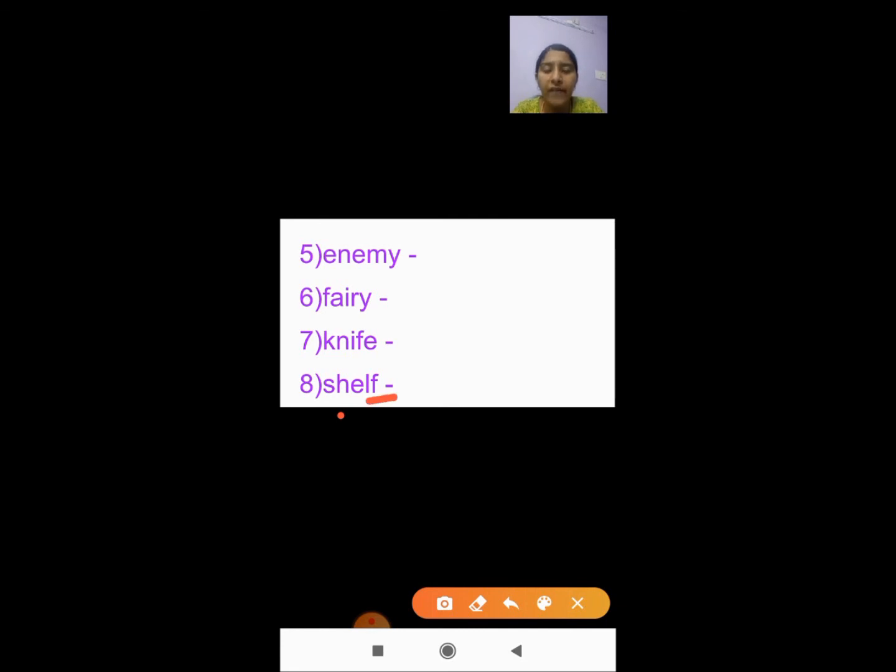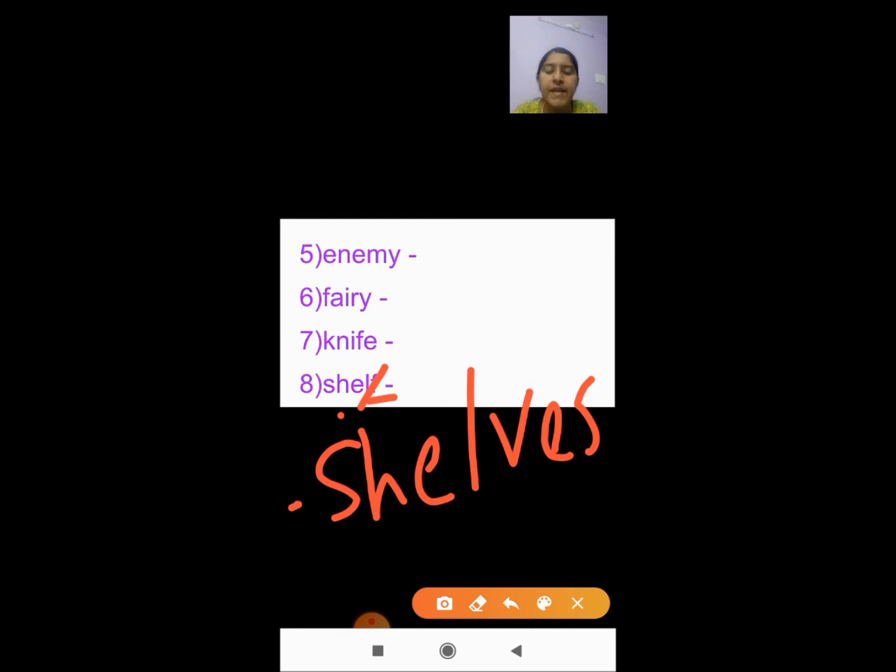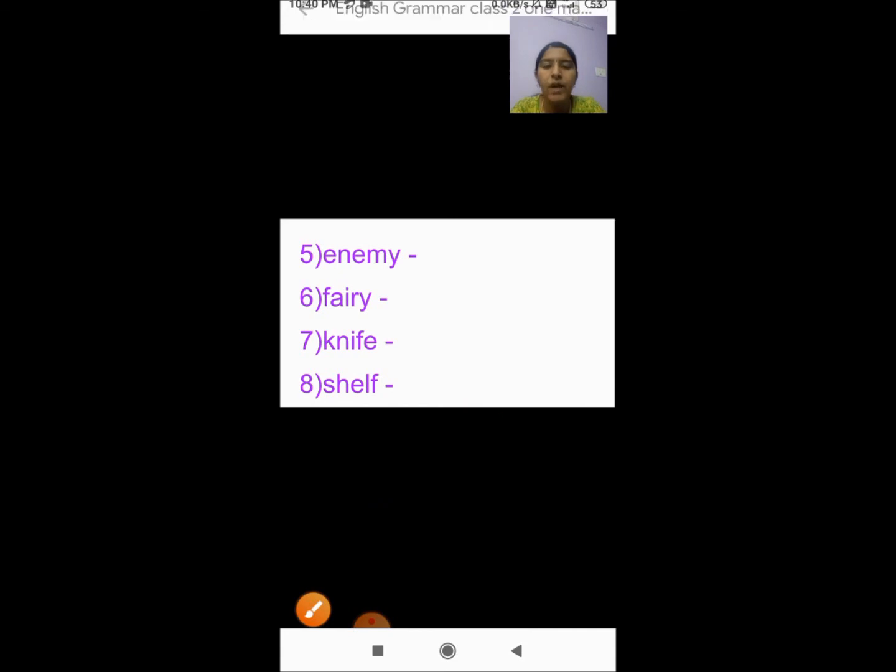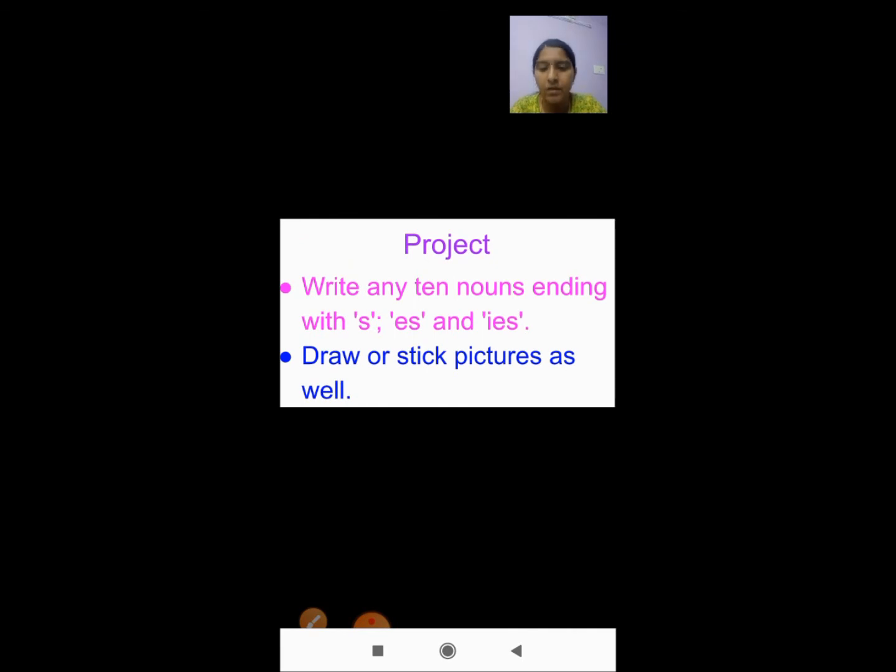Shelf. We have an F there, right? So it will be S H E L. Cut the F. VES. Shelves. Okay. So whenever you see F or FE, you will write VES there. So we are going to add VES there. Right. Hope you all have understood. Just go through the presentation 2-3 times so that you will get a better idea.